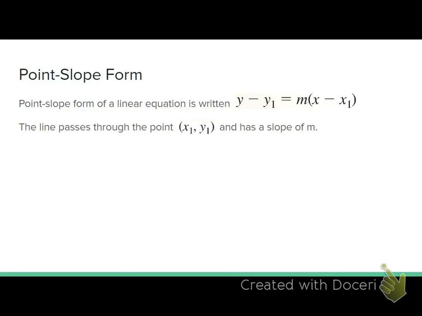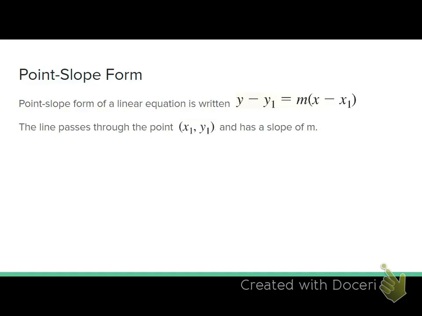All right, in our notes, we need to know what point slope form looks like. So point slope form for a linear equation is written y minus y1 equals m parentheses x minus x1. It's called point slope form because it passes through the point x1, y1, and of course has a slope of m.